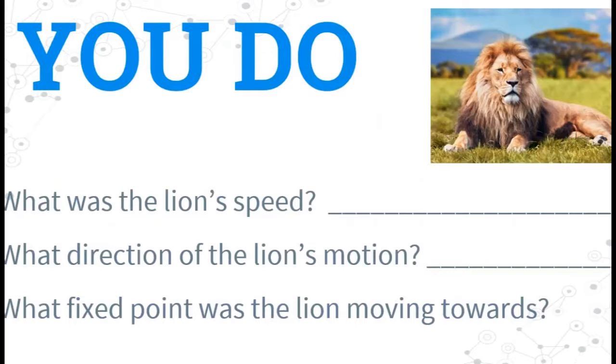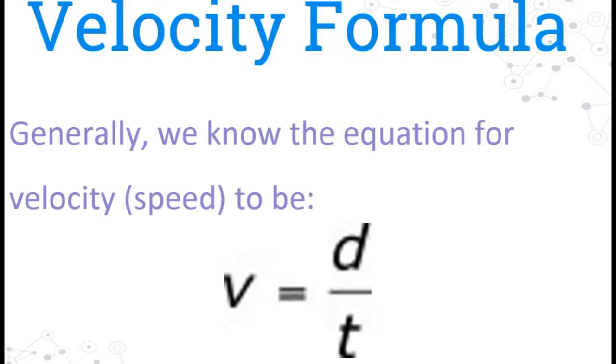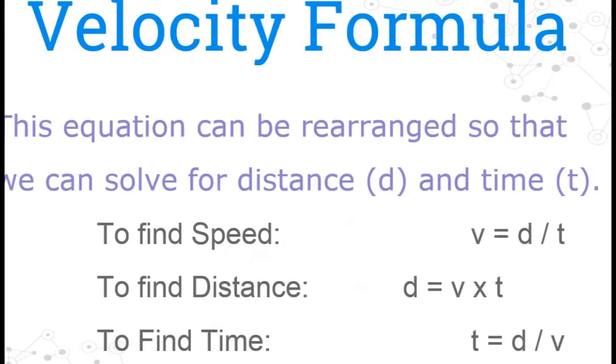Okay, so what was the lion's speed? Okay, so remember, the velocity formula is the same formula that we've been using with speed, and it's velocity equals distance divided by time. So we can rearrange our formula so that we can solve for distance and time. So we might not be given the distance, so we might have to solve for distance, but we would be given in that case the velocity and the time. So to solve for distance, it would be distance equals velocity times time.